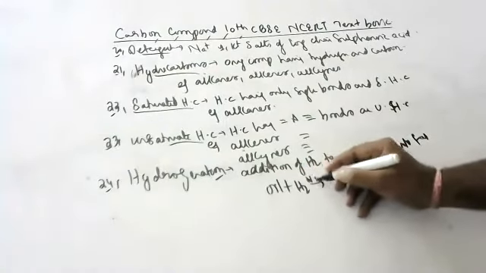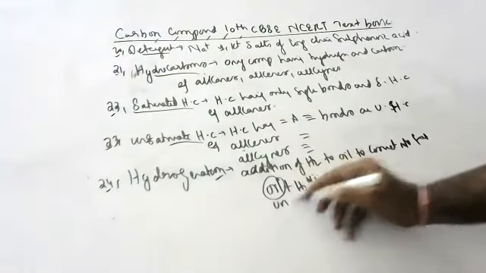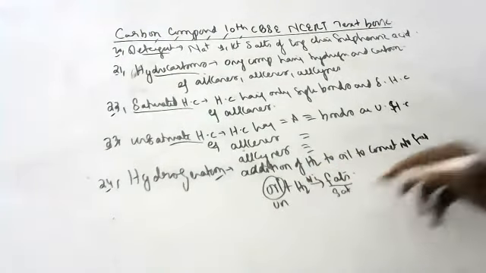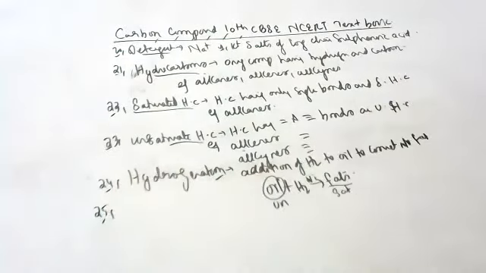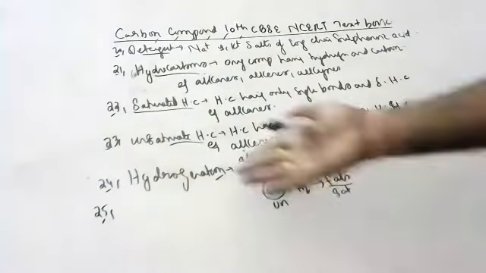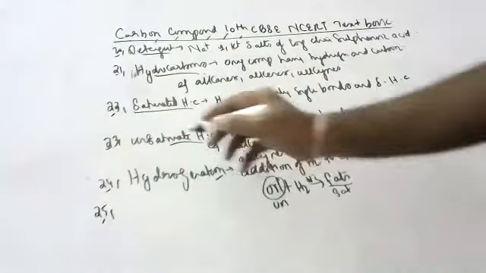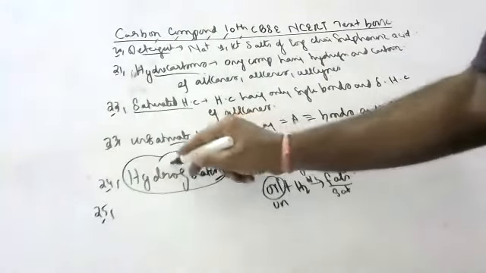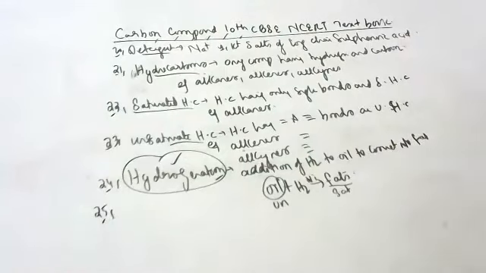If you add hydrogen in the presence of a nickel catalyst, you will get fats. Oils are unsaturated, fats are saturated. That is an industrial application. I'm adding the hydrogenation definition: addition of hydrogen to oils to convert them into fats in the presence of a nickel catalyst.